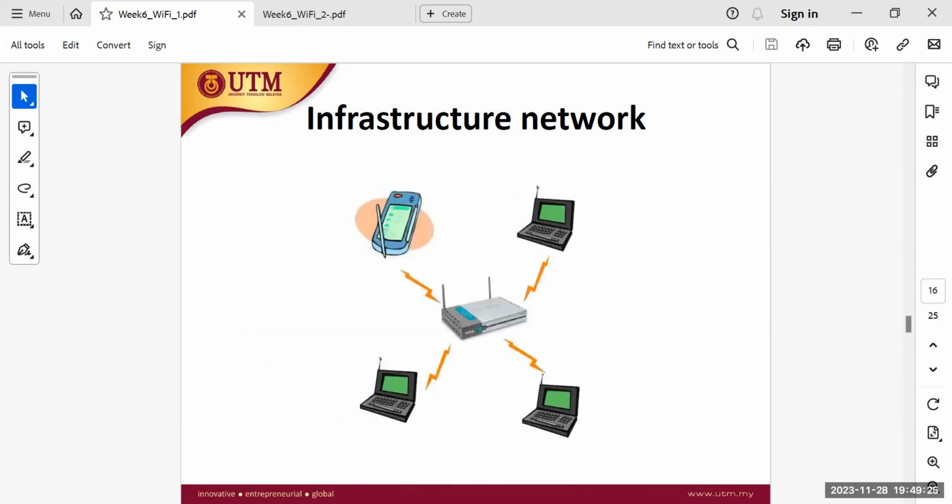So in this figure, you can see the depiction of the infrastructure network where we have a router or the access point. If this mobile phone wants to connect to this laptop, it has to convey the information first to the access point, and then the access point forwards that information to the other laptop. Similarly, if this laptop has to connect to this laptop, in case of peer-to-peer they were connected to each other directly, but here they have to connect to each other via this access point.